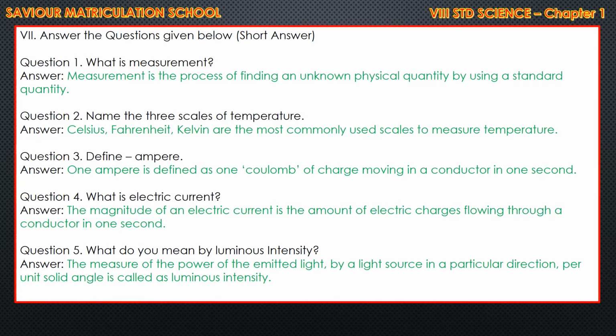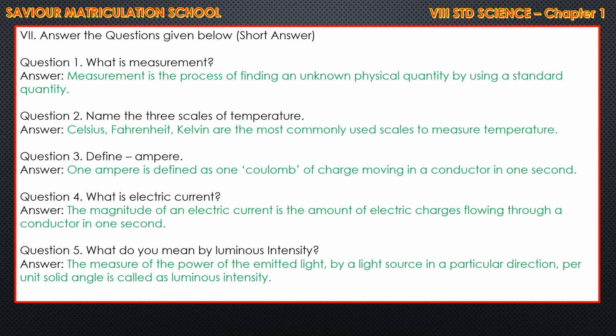Define ampere. You can see the side headings, children, in the book. 1 ampere is defined as 1 coulomb of charge moving in a conductor in 1 second. Question number 4. What is electric current? The magnitude of an electric current is the amount of electric charges flowing through a conductor in 1 second.